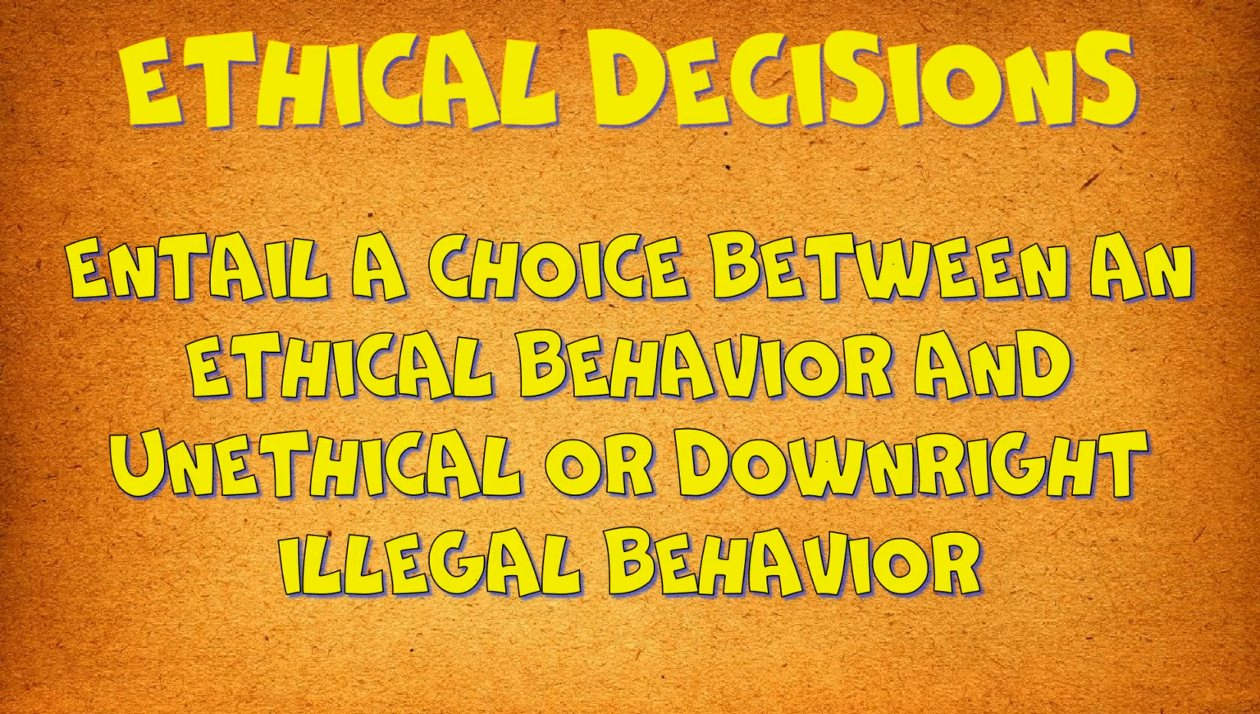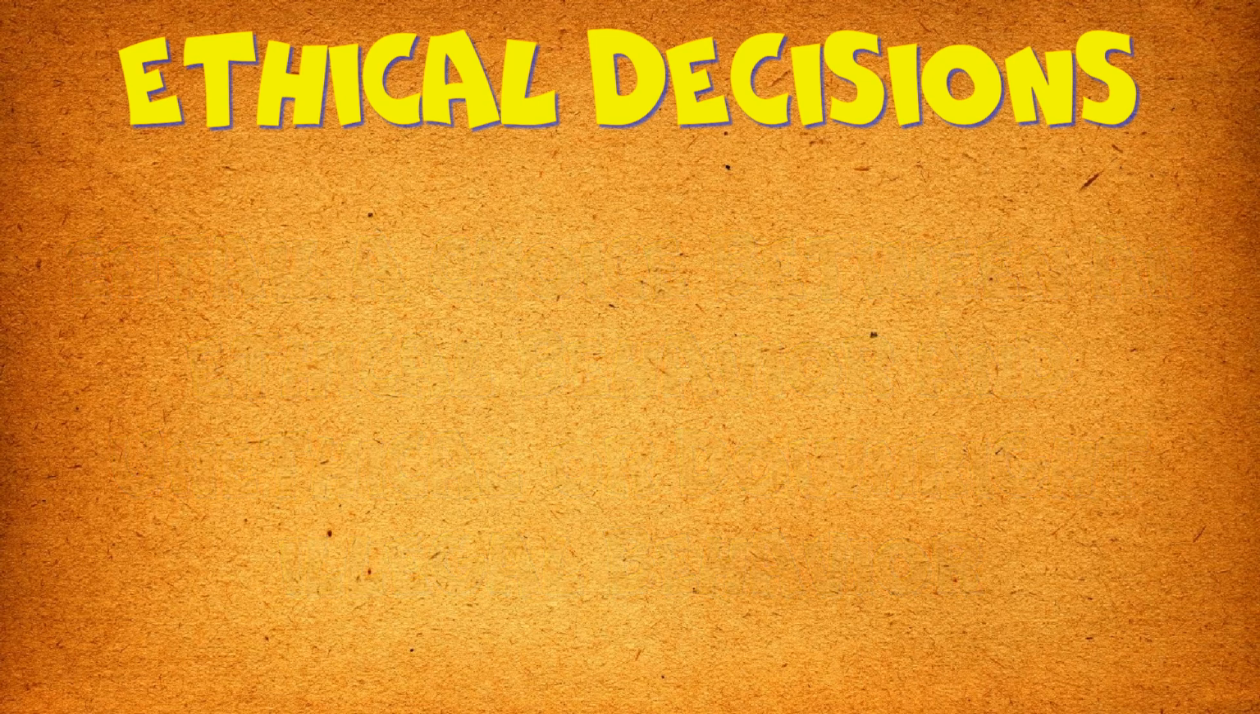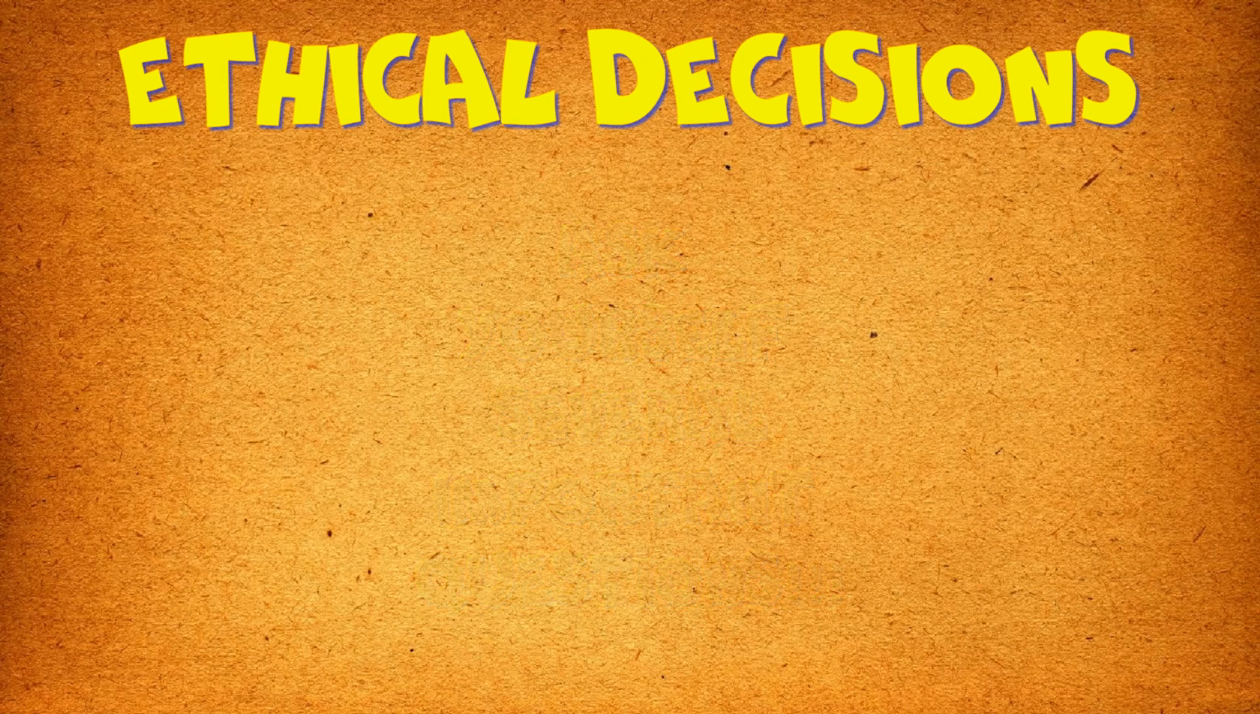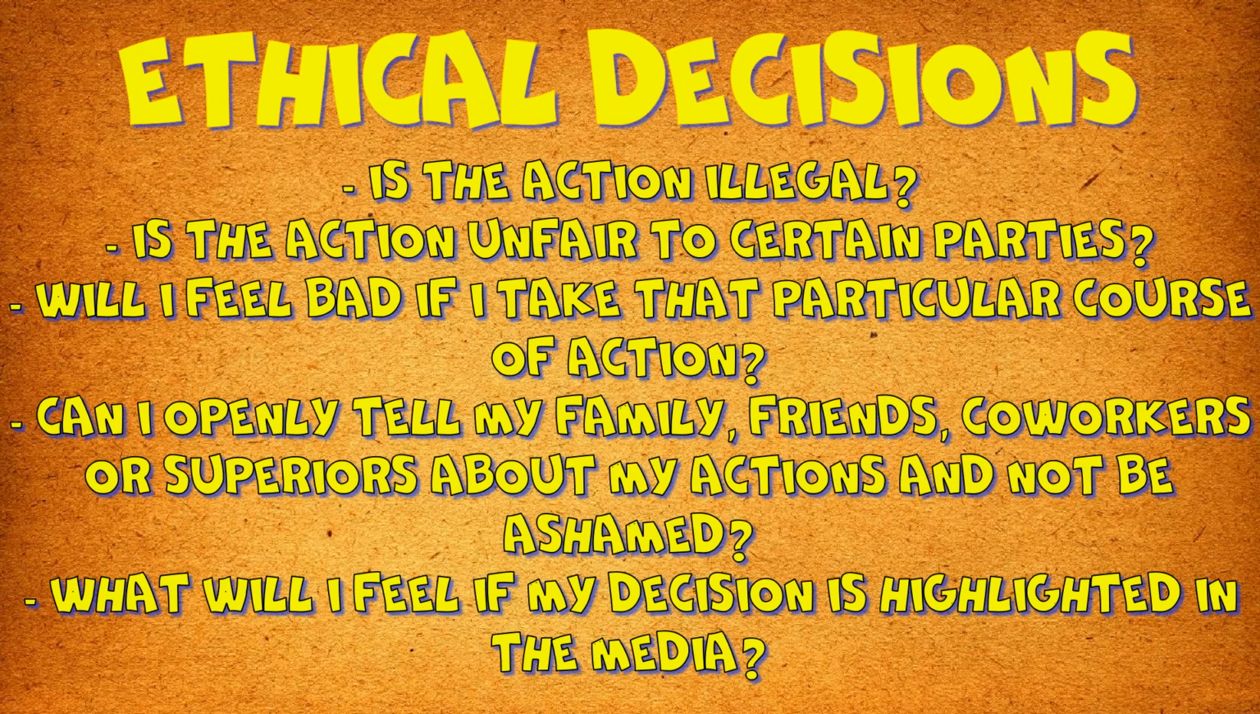Ethical decisions entail a choice between ethical behavior and unethical or downright illegal behavior. When dealing with ethical decisions, asking yourself a series of questions may assist you in determining whether the option selected by you is ethical. These questions include the following: is the action illegal? Is the action unfair to certain parties? Will I feel bad if I take that particular course of action? Can I openly tell my family, friends, co-workers, or superiors about my actions and not be ashamed? What will I feel if my decision is highlighted in the media? If your answer is yes to any of these questions, then it is highly likely that you're about to do something wrong.